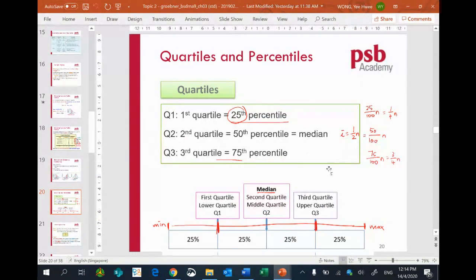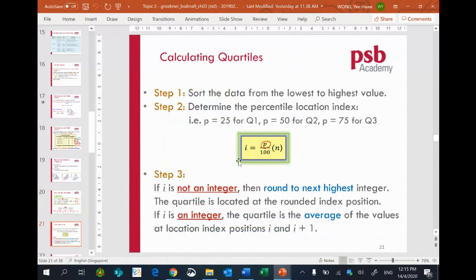Quartiles, remember quar means 4. So we're going to split the data set into 4 sections. Smallest is minimum, the maximum is the highest, and we have 4 equal sections. Each section is 25%. So at this point, it's called first quartile. We call that 25th percentile. At this point, which is the median, we call that second quartile or the middle quartile or 50th percentile. And the third one is the 75th percentile. How do you make use of this formula? You are going to use a rule, same as what you have done for median.